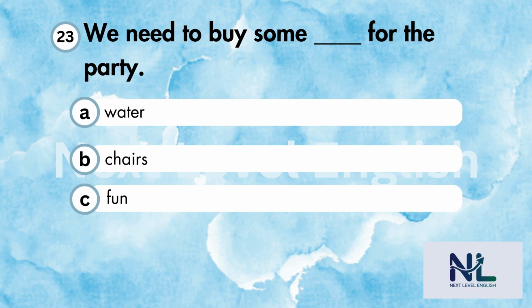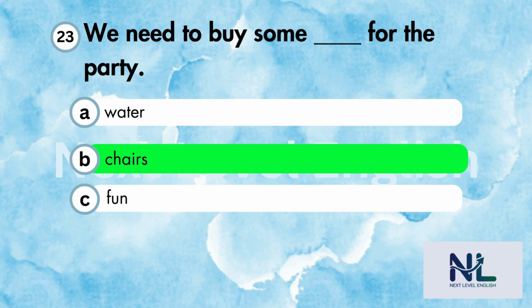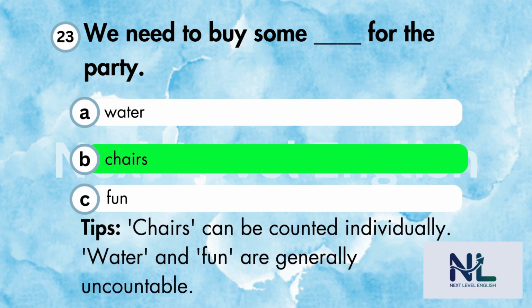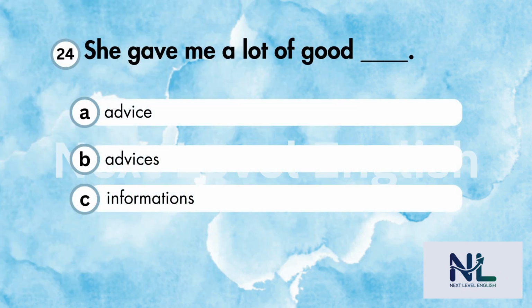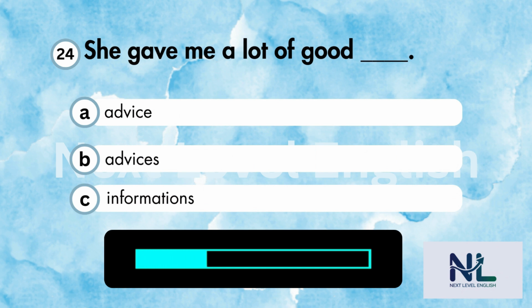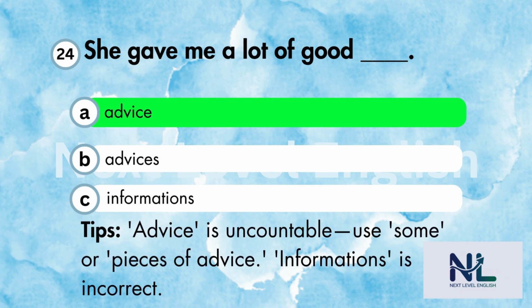23. We need to buy some chairs for the party. Chairs. Tips. Chairs can be counted individually. Water and fun are generally uncountable. 24. She gave me a lot of good advice. Advice. Tips. Advice is uncountable. Use some or pieces of advice. Informations is incorrect.